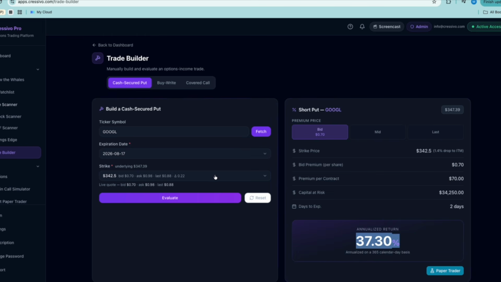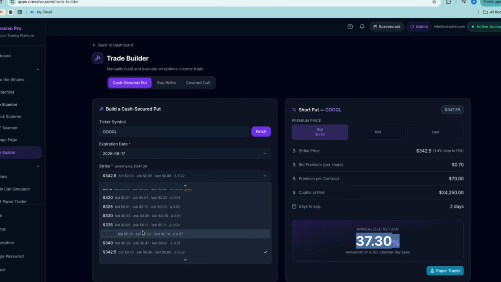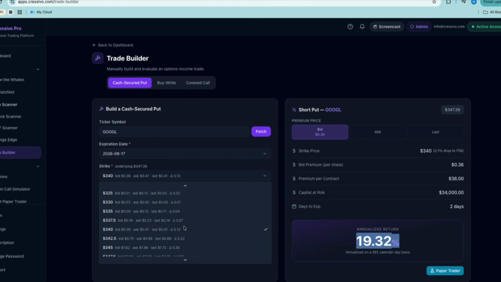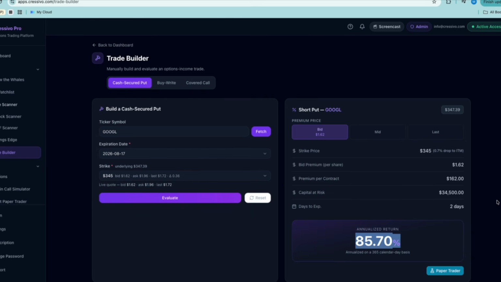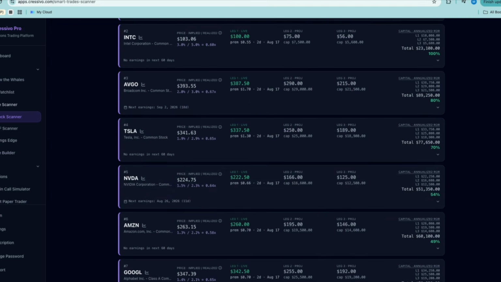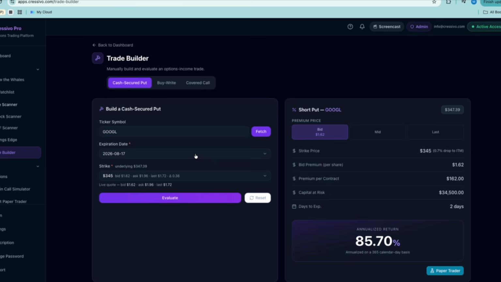37%. So we can go a little bit more conservative if we wanted to, a 340 strike, and that's going to bring our annualized rate of return down to 19%, or we can go a little bit more aggressive, let's say a 345 put, and you see how our income is a bit higher, $162, and our annualized rate of return a little bit over 85%. So we can use this app not only to find trades, but also to evaluate them and see which one fits what we're looking to do the best way.